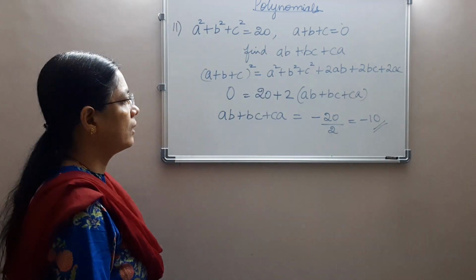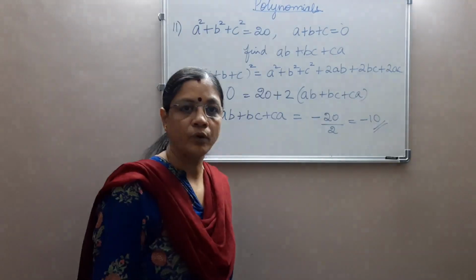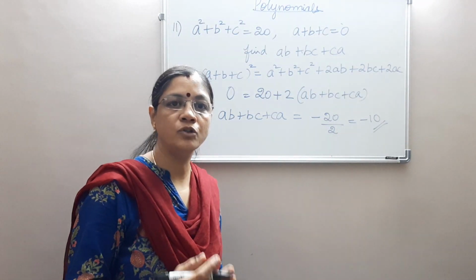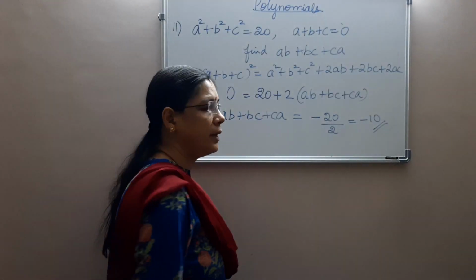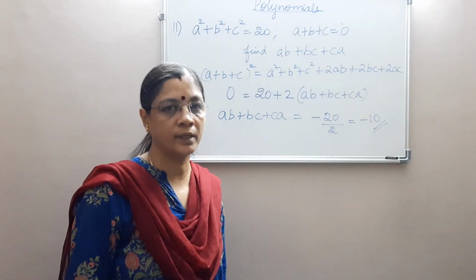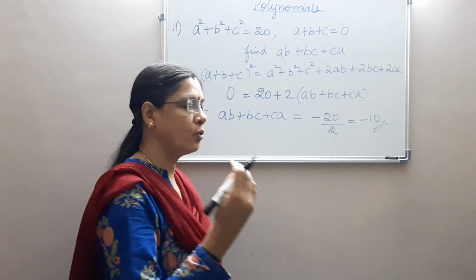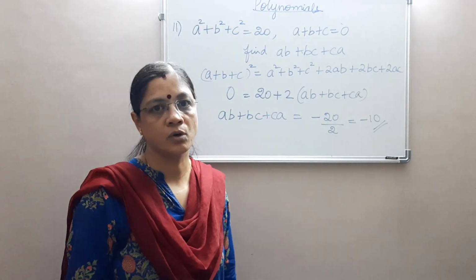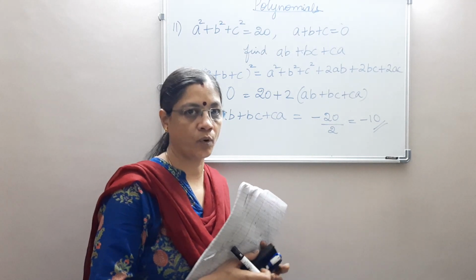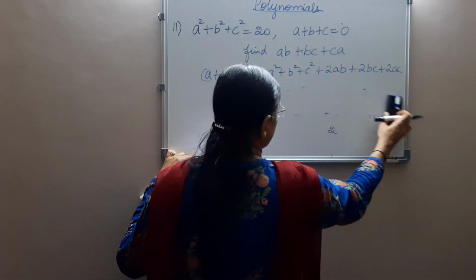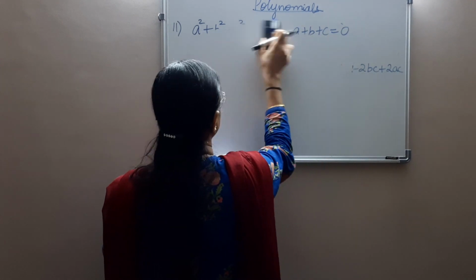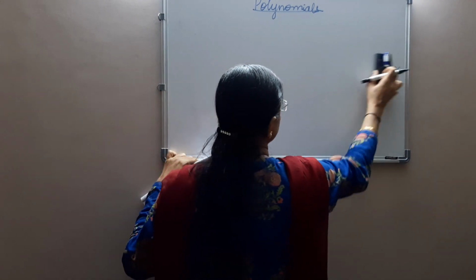See, only if you are aware of all the identities and if you are able to correlate the given sum to the respective identity, you won't have any problem in solving it, because it will be very easy to solve these kinds of problems. You just have to remember all the identities, the square and the cubic identities.